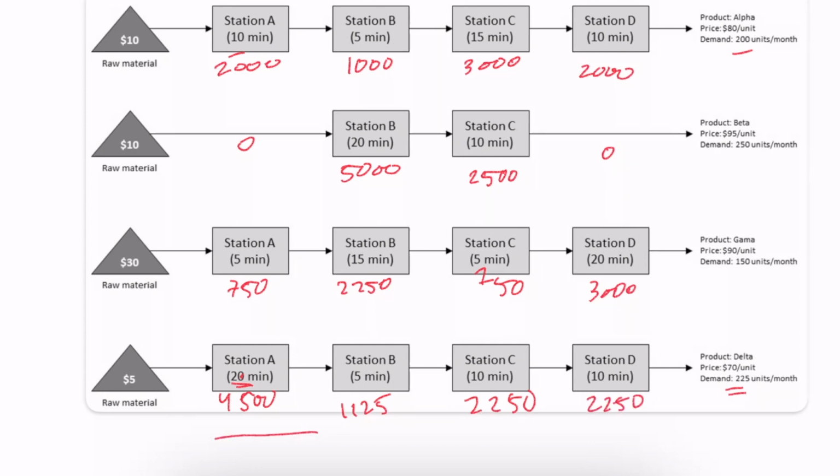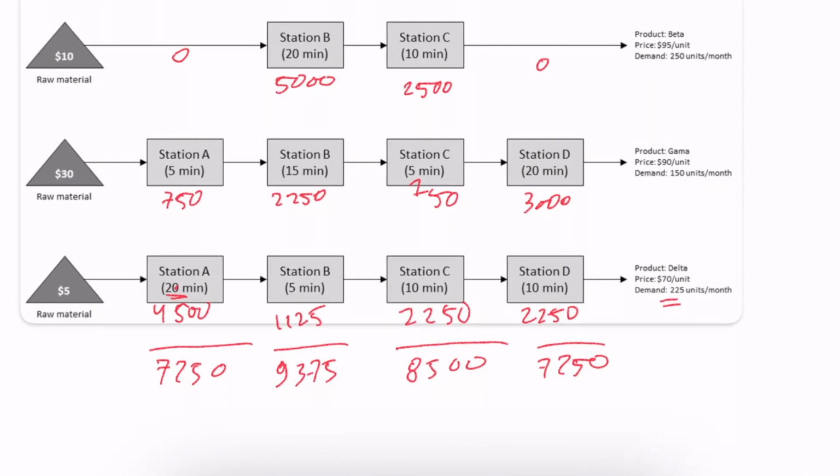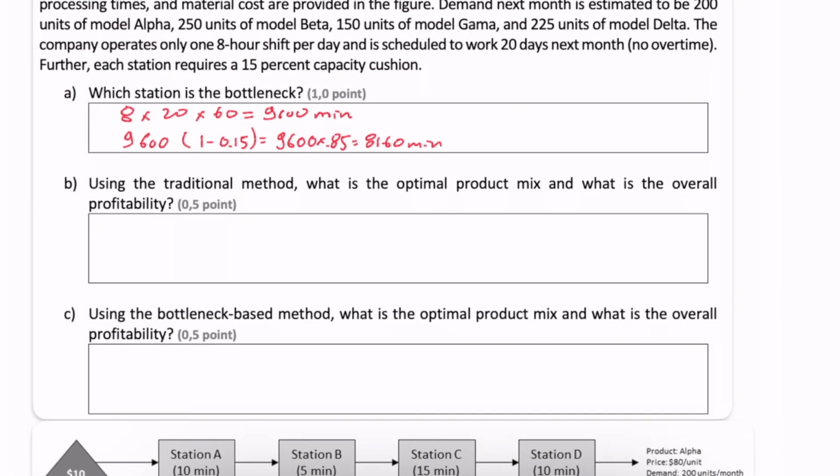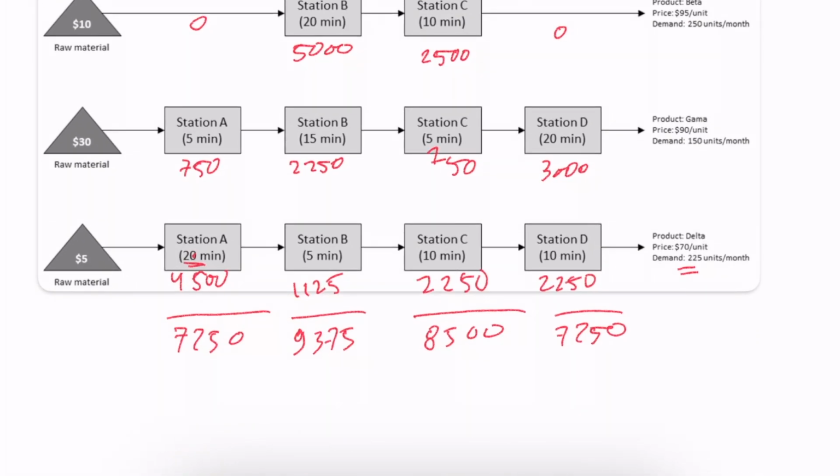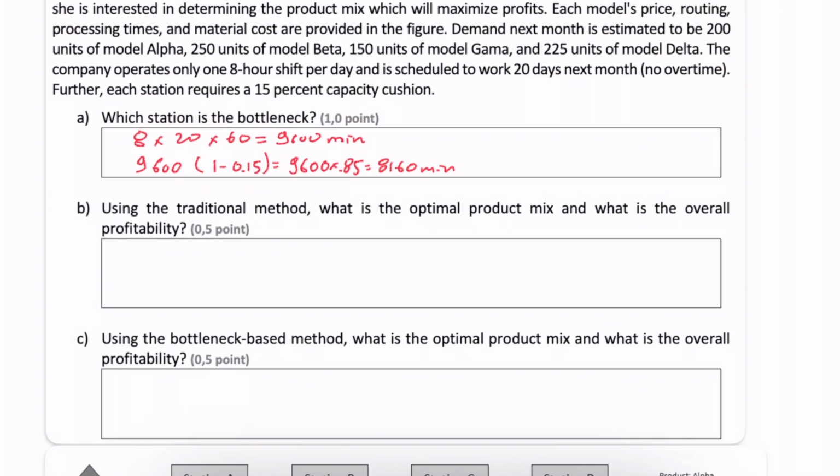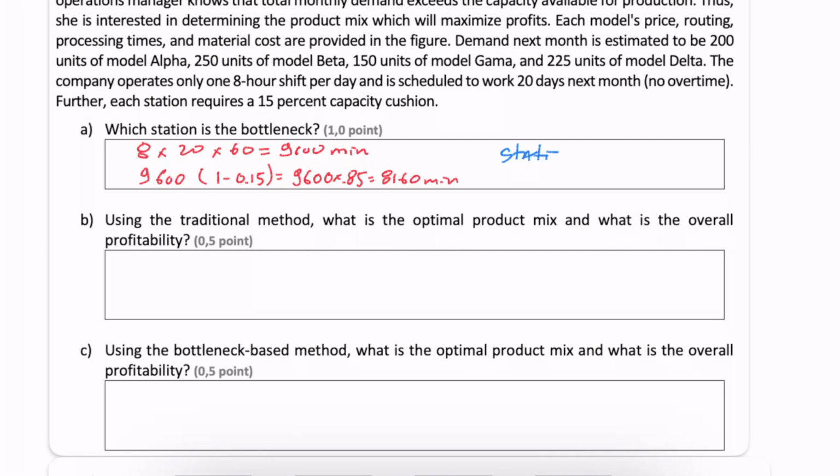Now I can add those numbers, and what I'm going to end up having is 250, 9375, 8500, and 7250. Okay, those are my times. Which one of those are greater than what we found before, 8160? Well, in this case, we have this one here and this one here. Okay, so stations B and C are bottlenecks.